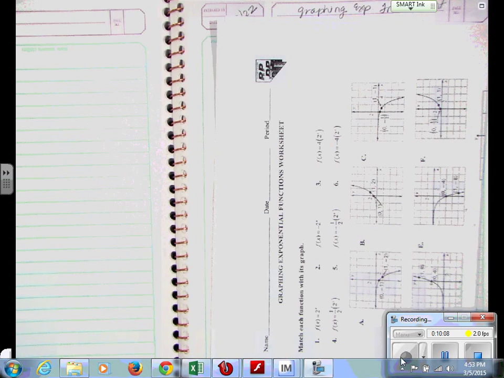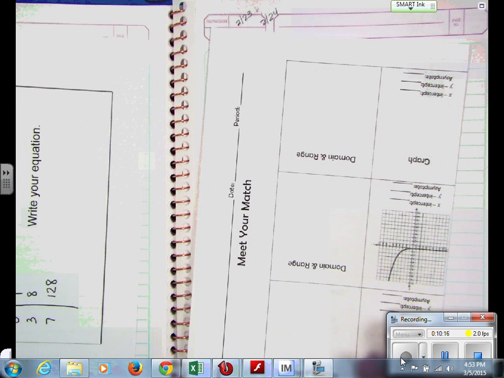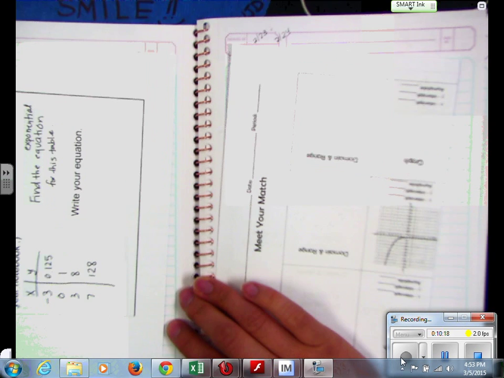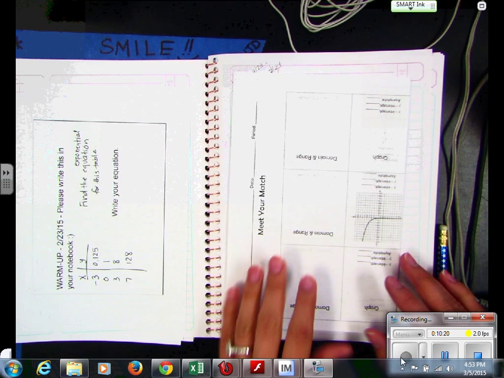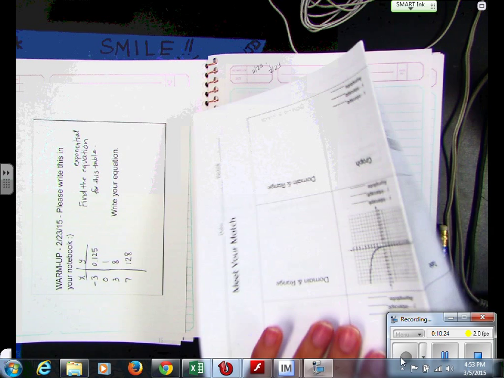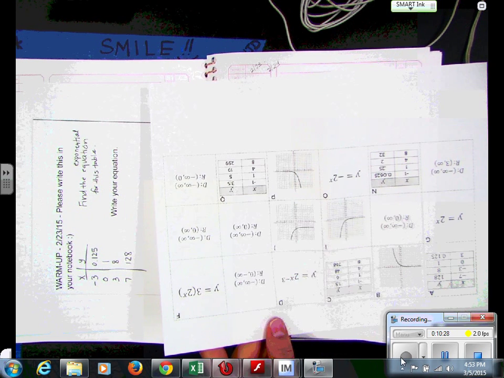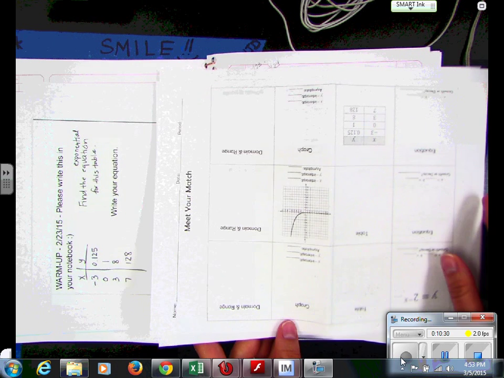All right, guys, here's how the next couple of pages should look. You should have graphing exponential functions worksheet from February 22nd. When you turn the page, you'll have a warm-up for February 23rd. And then on the 23rd is when we worked on the Meet Your Match, which was 2 pages where we had to match up the purple handout to the white pages.